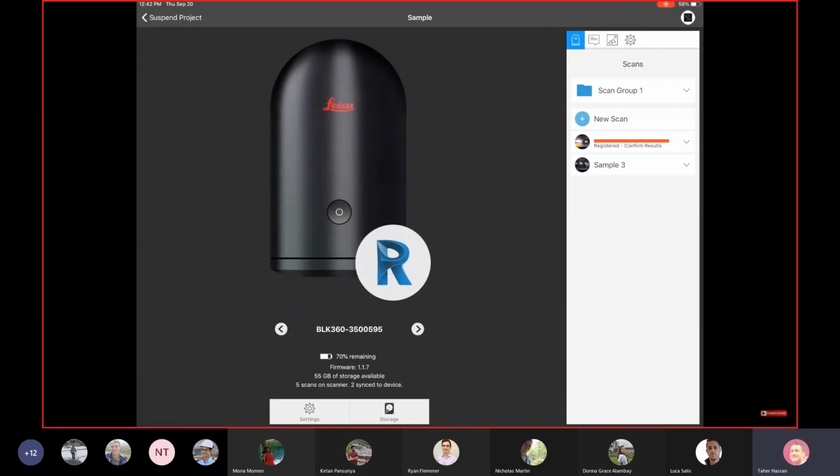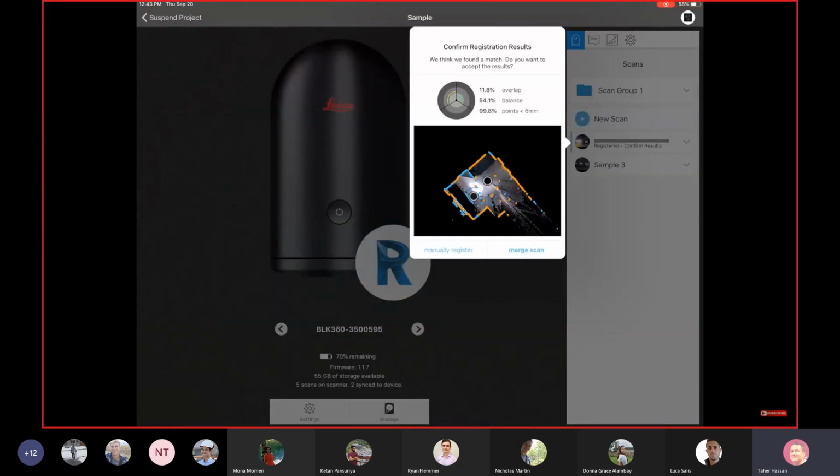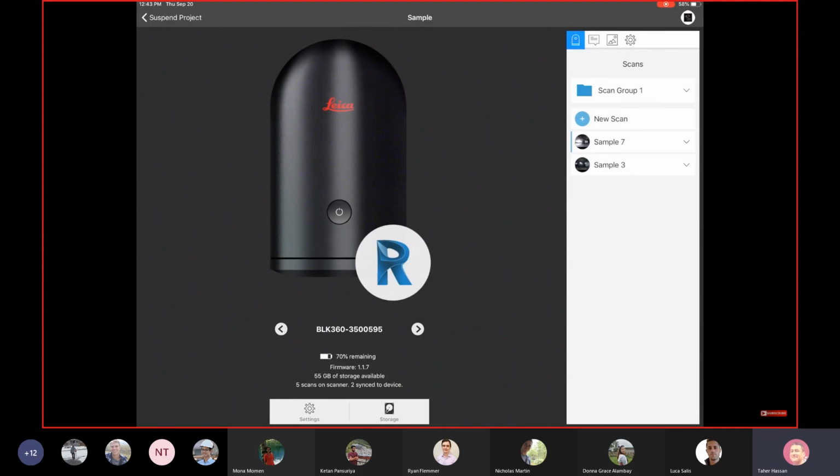That second scan is finished scanning. You're going to notice that the data has been transferred to the iPad and it has turned red. When it turns red, that is giving me the indication that it's ready to be registered. You just simply need to pick on the image. You're going to notice that the registration screen comes up. If this registration is the way you want it to be, most of the time it will be, all I need to do is hit Merge Scan. Now those 2 scans have been registered together.